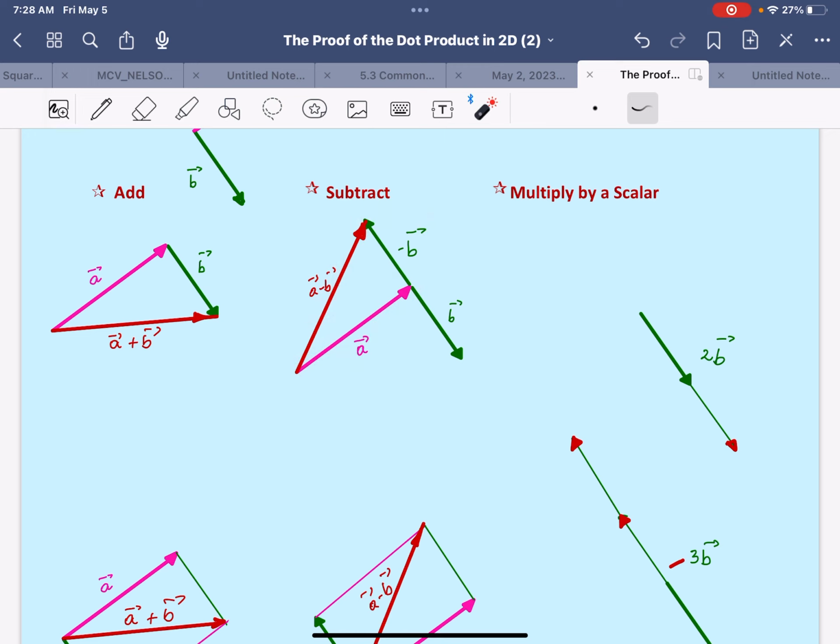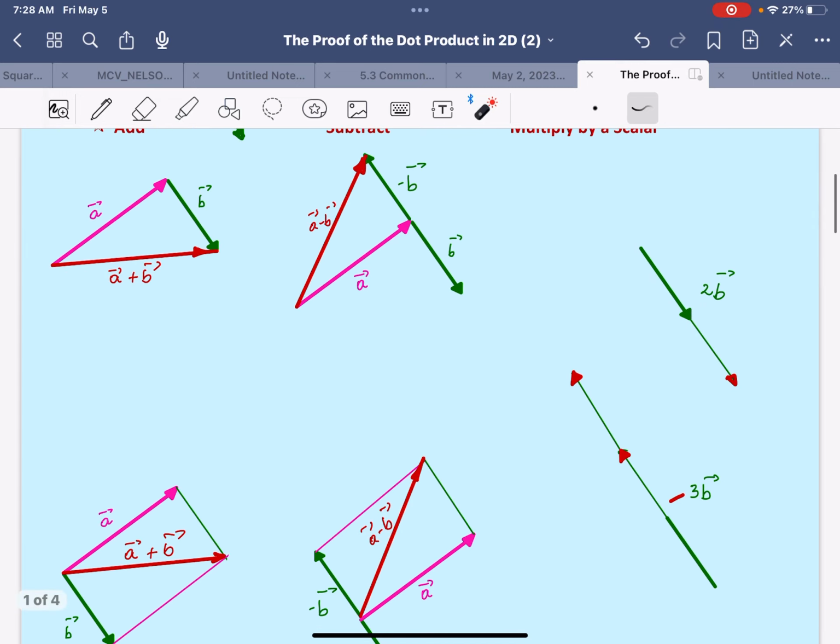We learn how to multiply a geometric vector by a scalar. So if this is vector B, vector 2b will be twice as long following the exact same direction. And if this was a vector B, then vector negative 3b will be 3 times as long and going in the opposite direction of vector B.